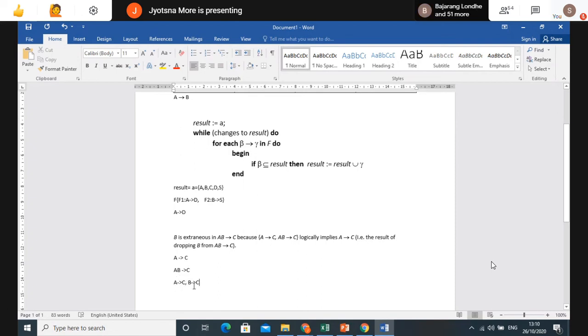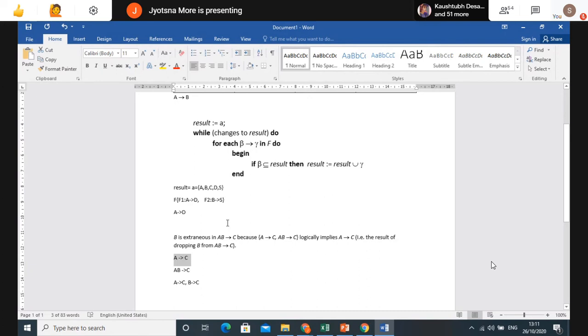But when I'm applying transitivity over here, I'm having B determines C, right? So if I'm dropping this B determines C, what will I get? Only A determines C, which is already present over here, right? So only A determines C is sufficient to imply the functional dependency. So what I'm saying is, B is unnecessarily added over here, which I'm calling an extraneous attribute.